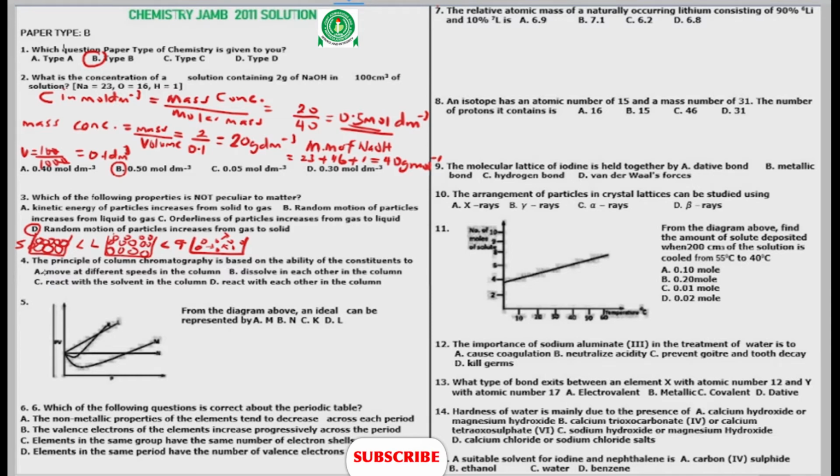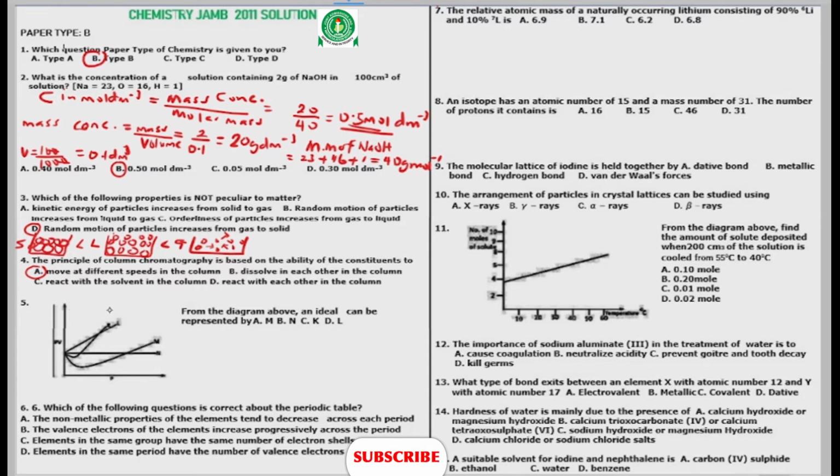So the answer here is option A: move at different speed in the column. So it is very important. The principle of chromatography is based on the ability of the constituents to move at different speed in the column. So in chromatography, we have what? The solvent front and the solid front. So that's that.